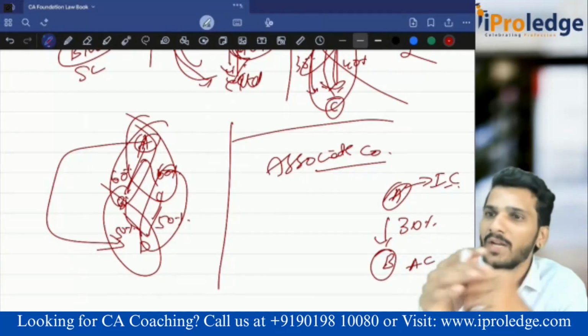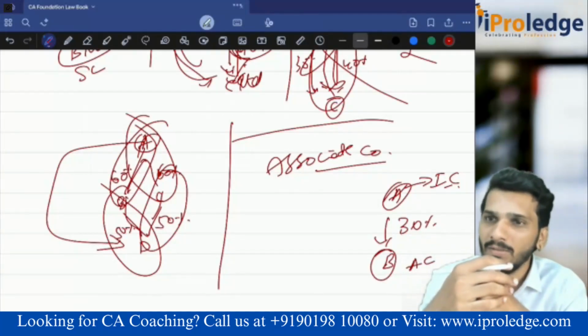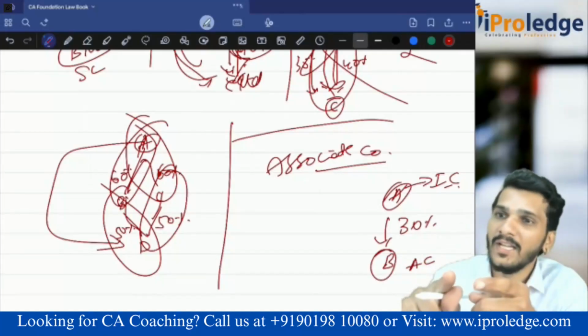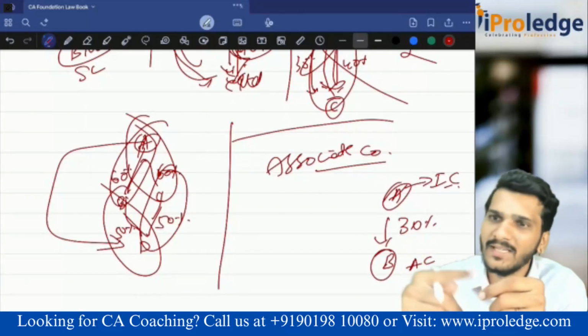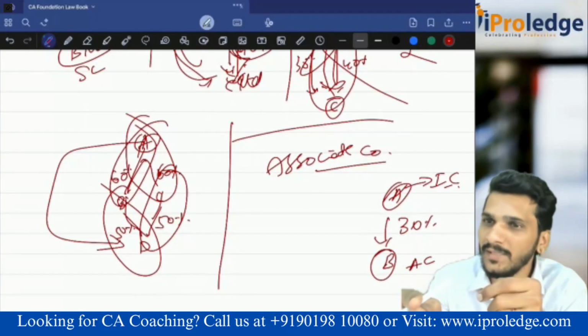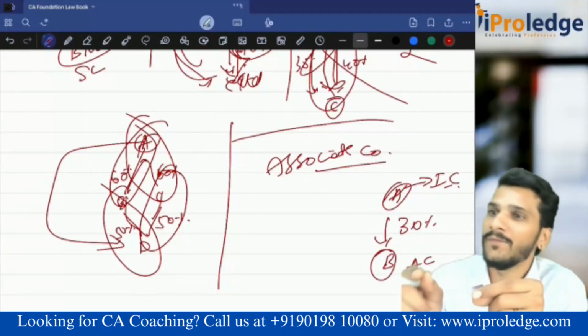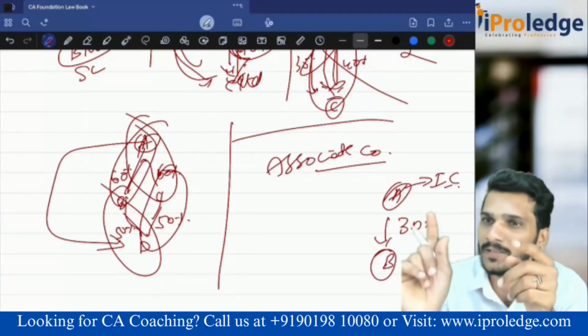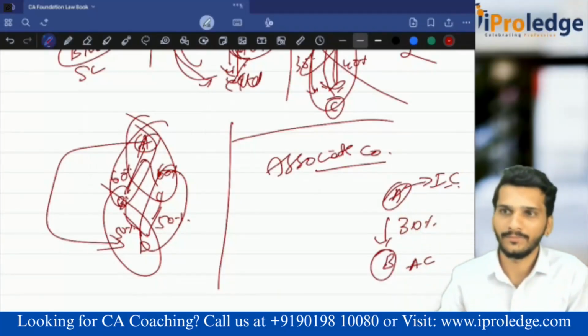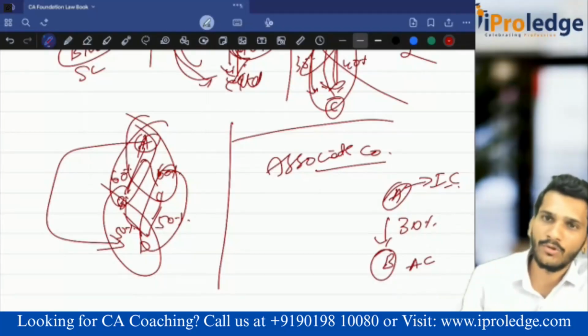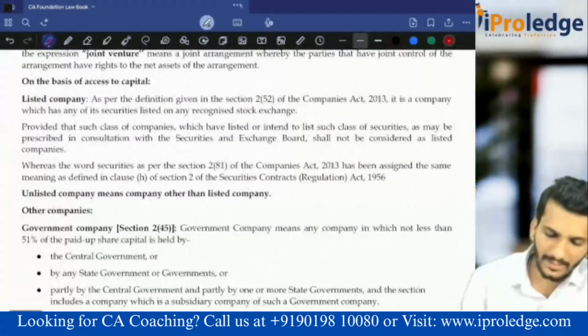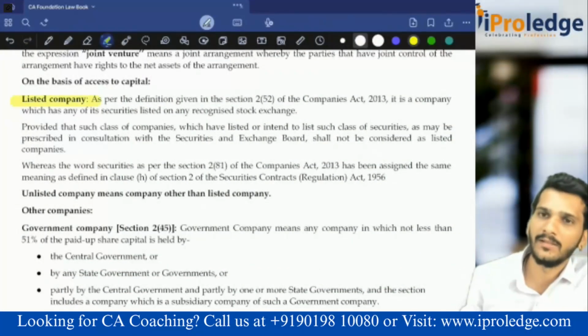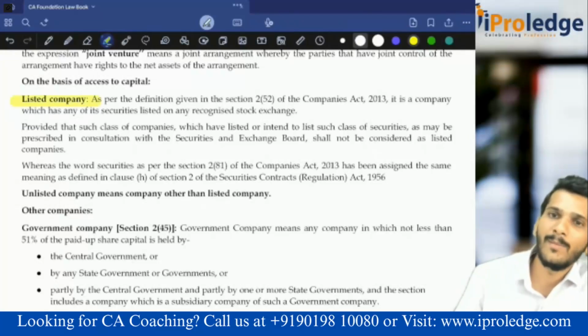See, the definition of associate company is one in which the other company can exercise significant influence. What is significant influence? Influence which gives at least 20% of the voting power or share capital in the other company. Significant influence means 20% of the voting power. Is that okay? That's it. Holding, subsidiary, associate company. Then comes listed company. What is listed? It is a company which is listed in the RSC.